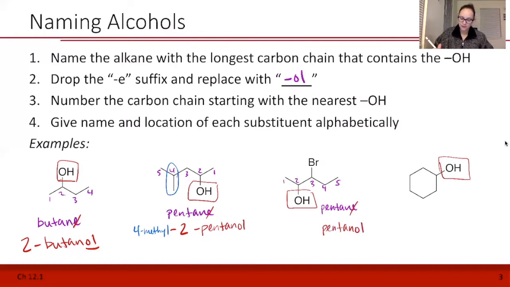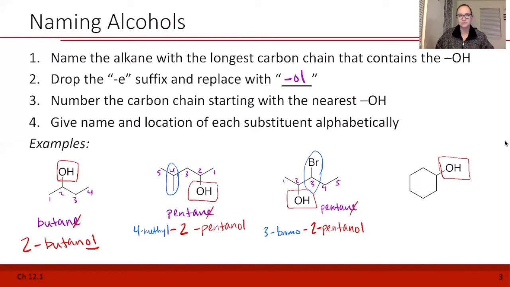Okay, number the carbon chain starting with the nearest OH, what we've got. And then let's label where that all is. So it's at carbon number 2. And then we need to add our substituents in. So at carbon number 3, we have a bromine, 3-bromo. So the name is then 3-bromo-2-pentanol.